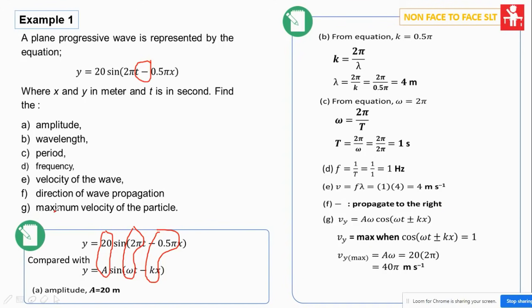Question number G, the maximum velocity of the particle. So before we get the maximum velocity of the particle, we can have the general equation of vy by differentiating the general equation of the displacement with respect to time, and we will get A omega cos(omega t plus minus kx). And to get vy maximum, we should put cos(omega t plus minus kx) equal to 1. So we have vy maximum equal to A omega. By inserting the value of amplitude and omega, we can get 40 pi meters per second.